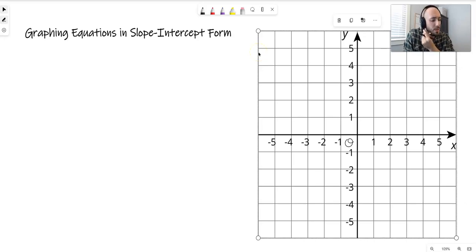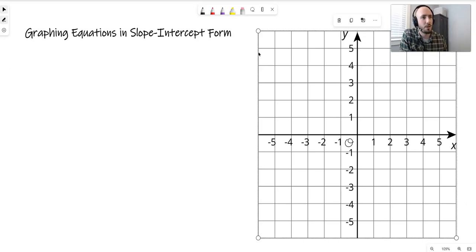Hello everyone, today's video is on graphing equations in slope-intercept form. So we know what slope-intercept form is, and we also know a couple different ways that we can graph equations. We've used the table method, where we create a table of values and plot them on a coordinate plane and then connect the dots. We've also used the standard form of an equation to graph a line as well, using the x and y intercepts. So we are going to add a new way to graph equations that are in slope-intercept form.